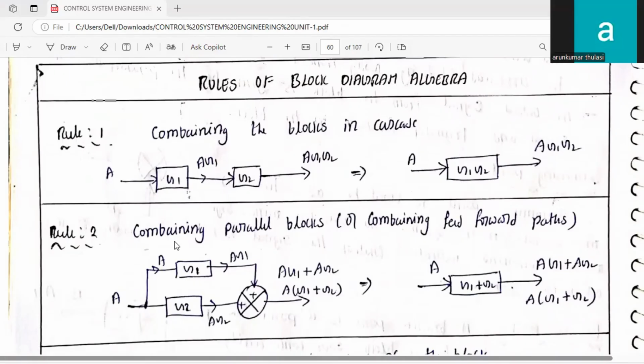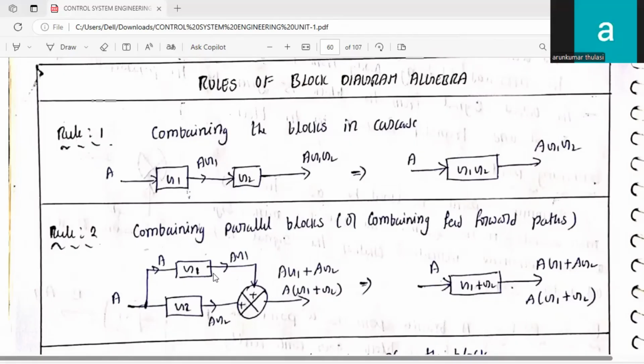Rule number two, combining parallel blocks or combining feed forward paths. If two blocks are connected in parallel, how can we identify it? Parallel means the two signals are starting from one point and ending at one point. Then only we can say that two blocks are connected in parallel. See here, G1, G2 are connected in parallel. So here the signal is going from here to both blocks, and these two blocks end at this summing point.